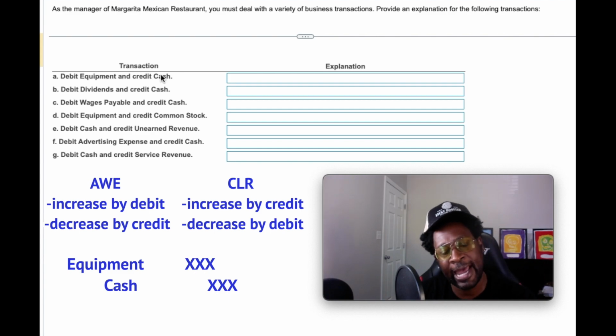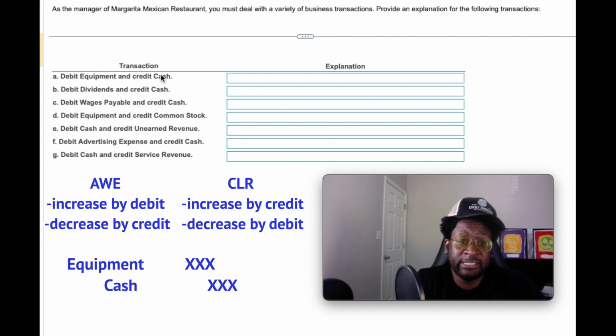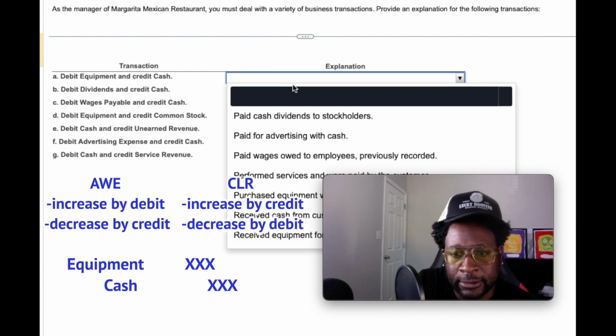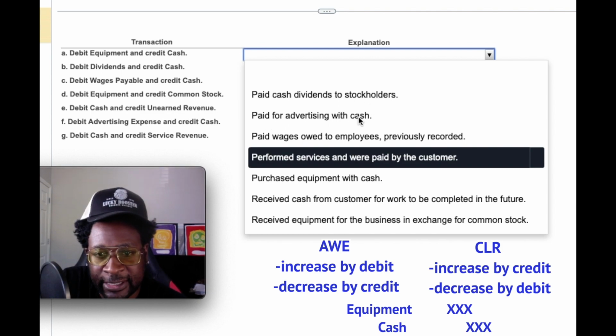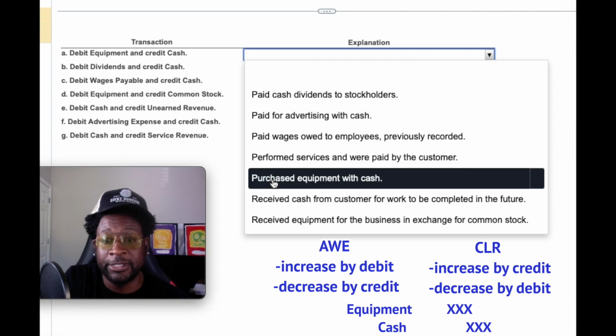So, what happened in this transaction if we increased equipment in the business at the same time decreasing cash? Well, let's see. Pay cash for stock dividends? No. Purchase equipment for cash? Here we go, gang. This is the correct answer.